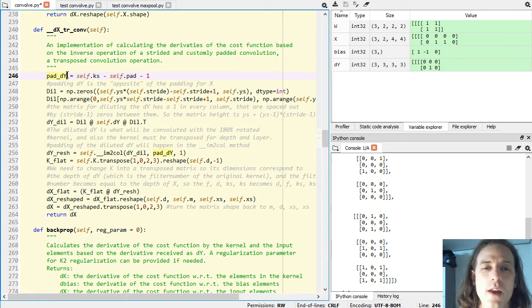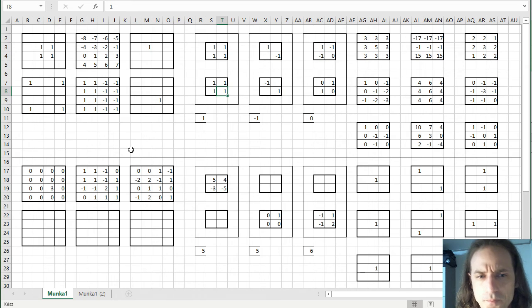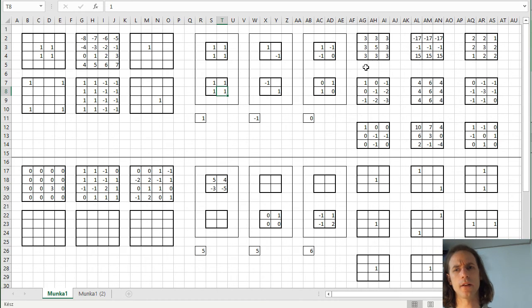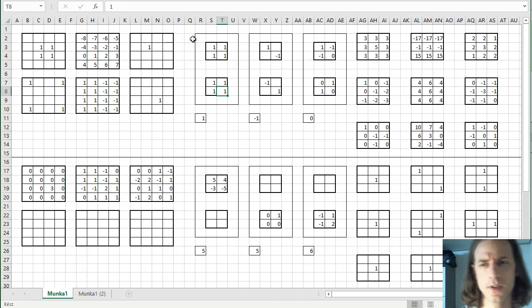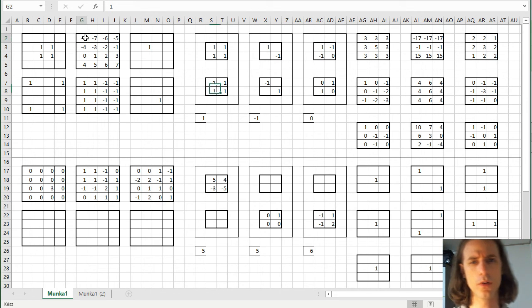So you need to pad your dy matrix. Why do you need to pad it? Let's take a look here. Why do you need to pad it? It is because, if you want to figure out what was influenced by this cell, we can do that here. Very easy.